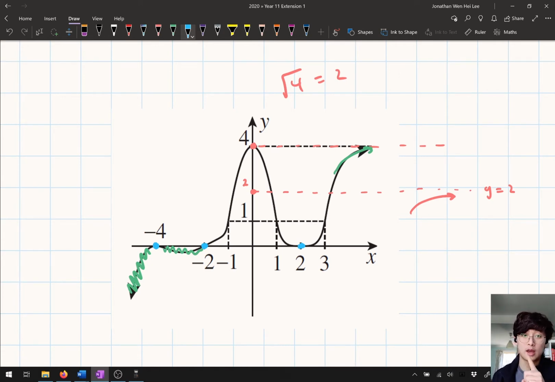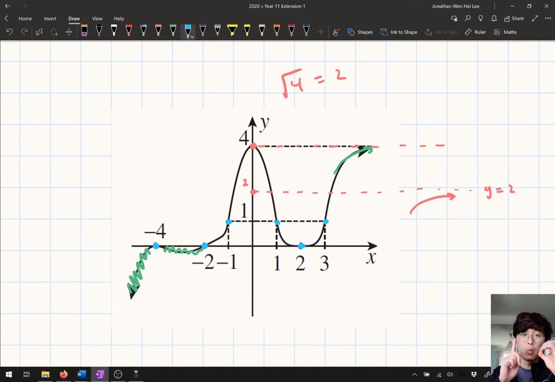That's the first part. The second part is to find the points where the function is equal to 1. So I'm looking at this y is equal to 1 line, which is actually dotted out for me here, and seeing where my function touches that line. If you have a look, there are actually 3 points where my function touches it. It's 1 here, and 1 here. So my square root function is going to touch at those points.